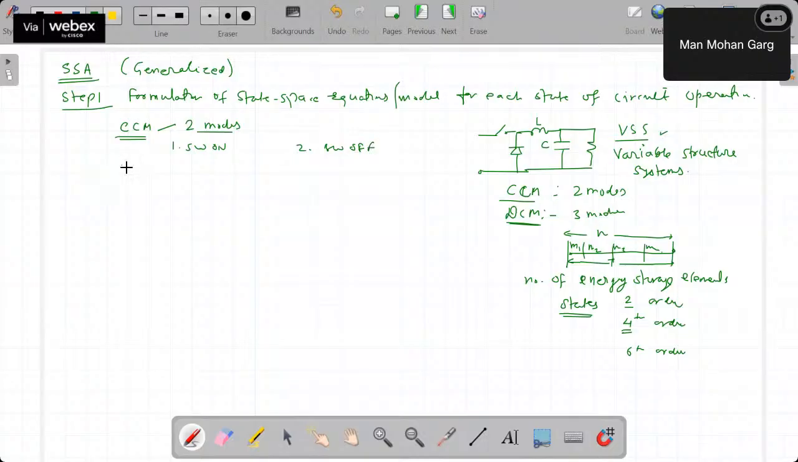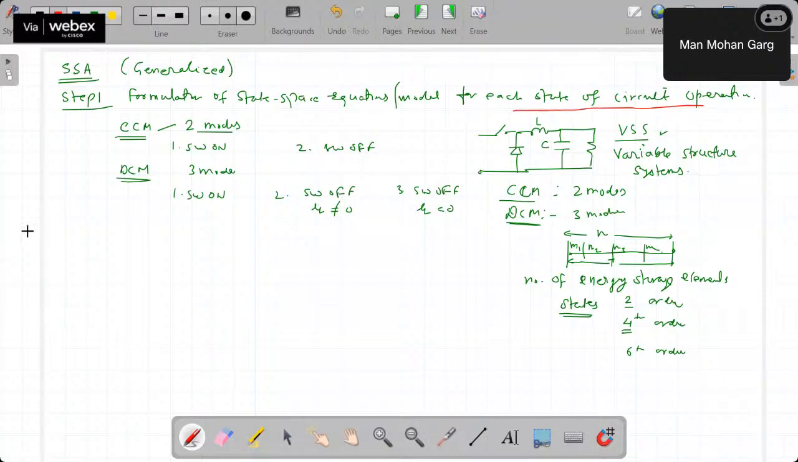Let's say if it is DCM, then there could be 3 modes. One is when the switch is on, second is when the switch is off but the inductor current is not 0, and third is the switch off but the inductor current is 0. Like that, we have identified the number of circuit states of operation. Here we write each state of circuit operation.